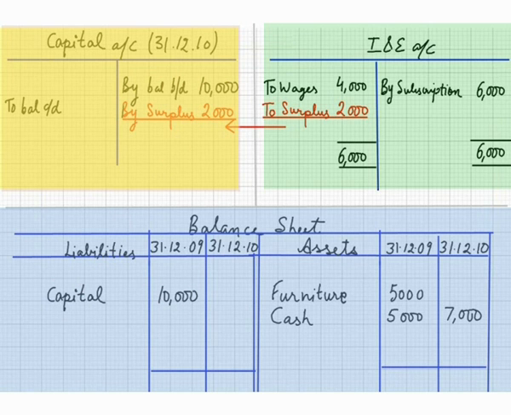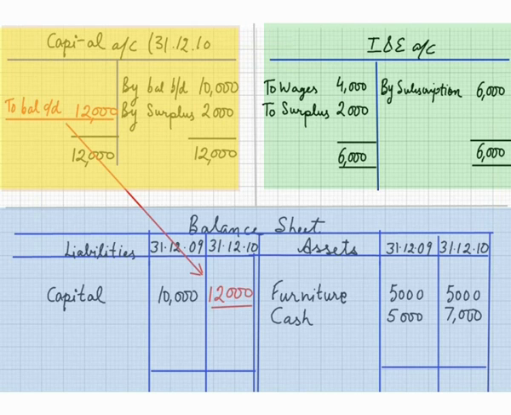You know, all profits are taken to the credit side of capital account. So this surplus will be taken to the credit side by surplus 2,000, and to balance CD will be 12,000 rupees. And this is the CD, to balance CD means closing balance of the capital account. So this closing balance of 12,000 will be taken to the balance sheet as on 31st December 2010.